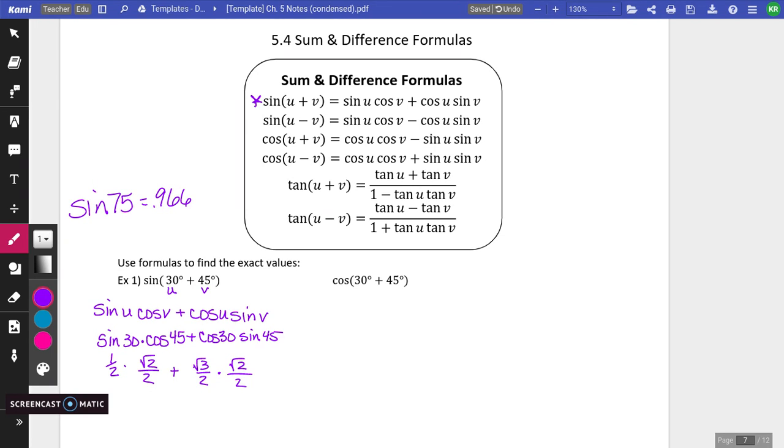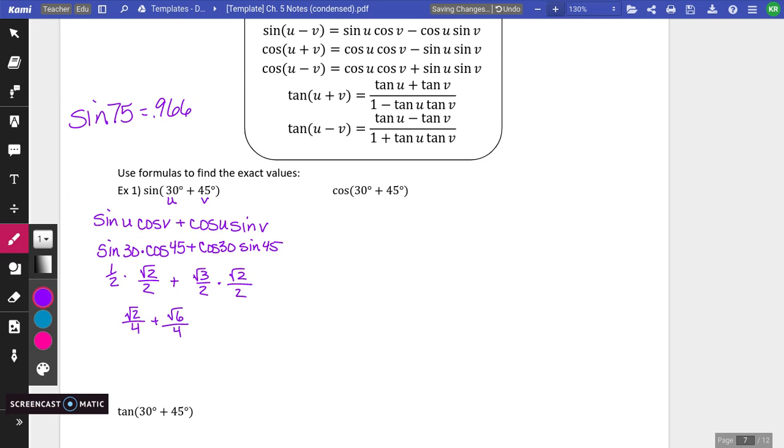So multiply those fractions together. I have root 2 over 4 plus square root of 6 over 4. And then square root of 2 plus square root of 6 over 4. Okay, so if you would check the decimal equivalent to square root of 2 plus root 6 over 4, that's going to be the same as the 0.966, but now we have it as an exact value.